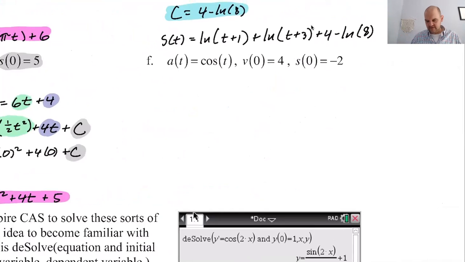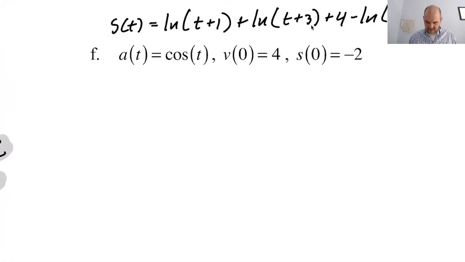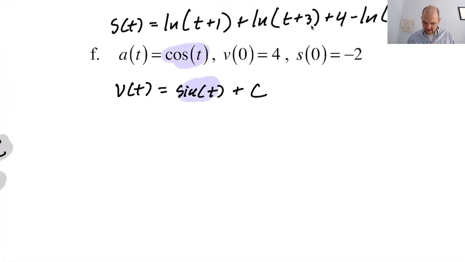All right, let's see if we can do this one. So a of t. I'm going to go backwards from a of t to v of t. What do I take the derivative of to get cosine? So the derivative of sine is cosine. So if I have cosine to go backwards, I'll get just sine. Sine of t. But there could be a c, right?